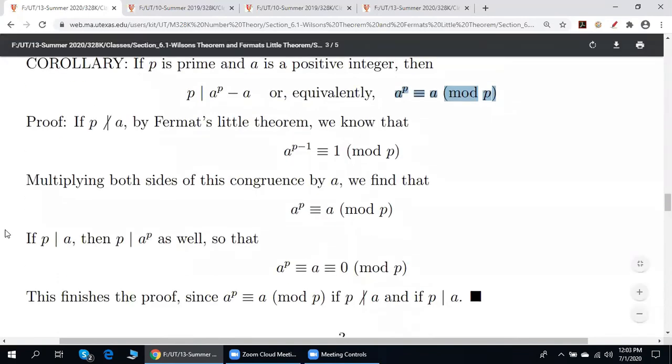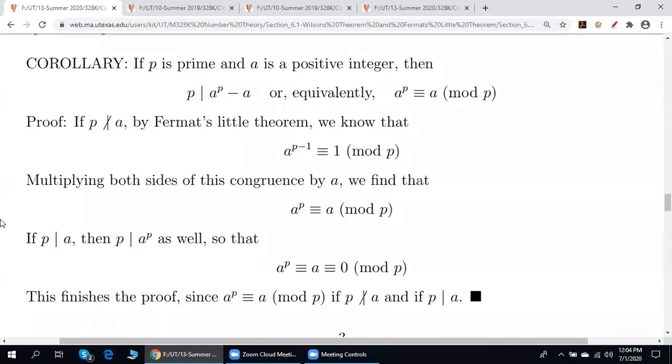Folks, any questions here? Yeah, I have a question. What's the point of the part of the proof that says if P divides A, then P divides A to the P as well? Haven't you already finished it once you multiply the A to the P minus 1 congruent to 1? When you multiply both sides of that by A, isn't it done right there? Excellent point. Note that we have this only if P does not divide A.